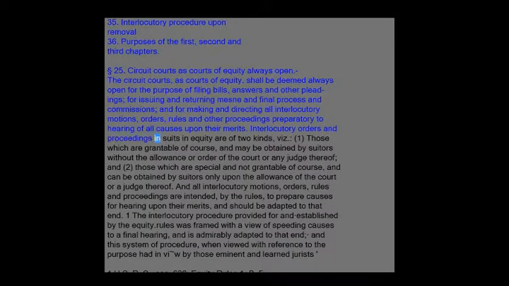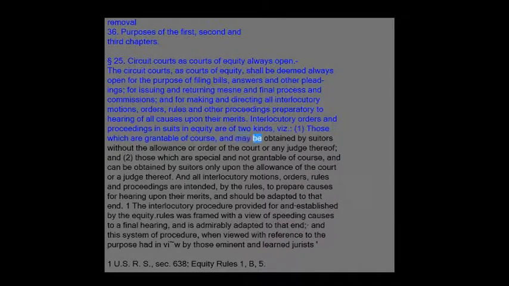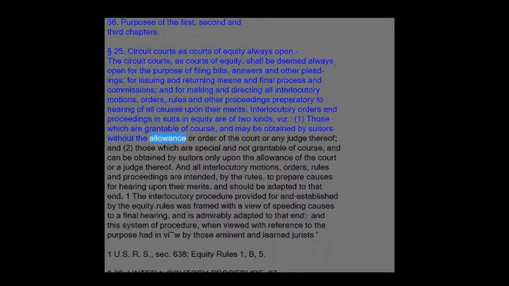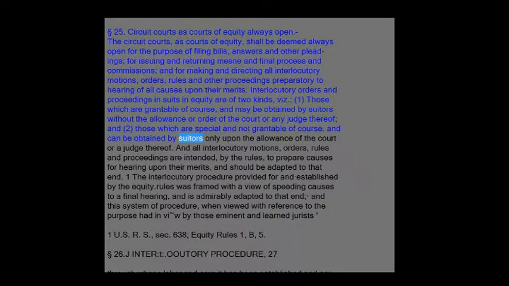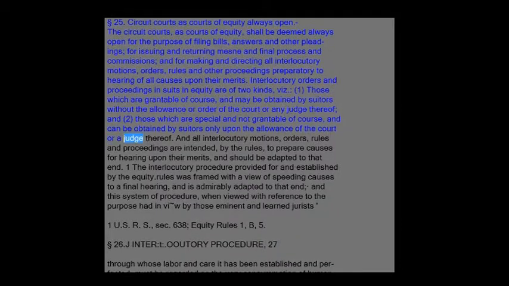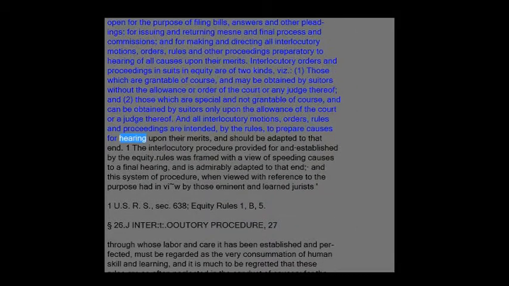Interlocutory orders and proceedings in suits in equity are of two kinds, namely: 1. Those which are grantable of course, and may be obtained by suitors without the allowance or order of the court or any judge thereof, and 2. Those which are special, and not grantable of course, and can be obtained by suitors only upon the allowance of the court or a judge thereof. And all interlocutory motions, orders, rules, and proceedings are intended, by the rules, to prepare causes for hearing upon their merits, and should be adapted to that end.